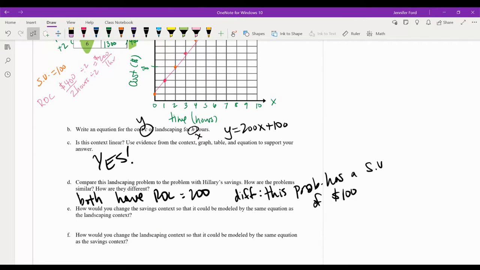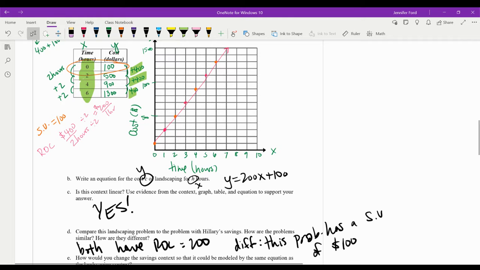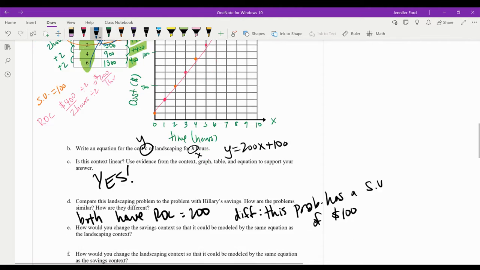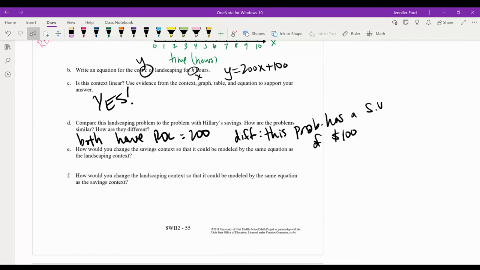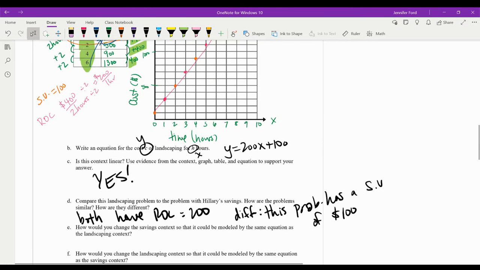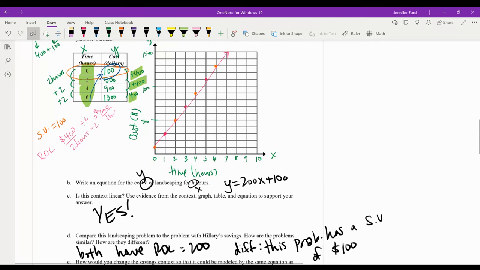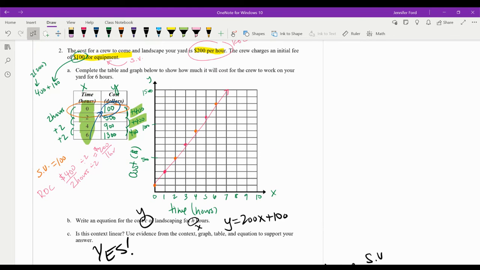How would you change the context of savings so it could be modeled by the same equation as the landscaping context? If she started with $100, like you'd need to somehow get that $100. So if she started with $100 already in her bank account, then the situations would be the same. How would you change the landscaping context so it could be modeled by the same equation as the savings context? Take away that starting value if they did not have the $100 initial fee for equipment.